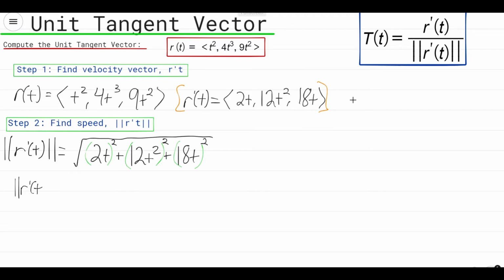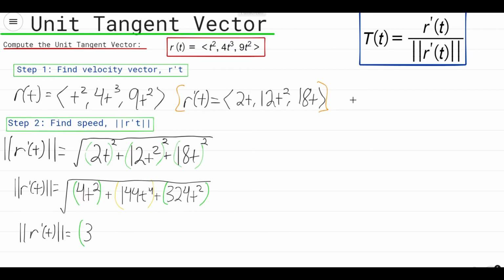So the first thing we need to do is distribute the square. In doing so, we get 4t squared plus 144t to the fourth, because t squared squared is t to the fourth power, and then 18t squared would be 324t squared when you plug in 18 squared in your calculator. From there, the next thing we're going to do is join the like terms. So I put the 4t squared and the 324t squared in green parentheses. Why? Because they're like terms. And I put the other one in yellow parentheses so that you can see that they're separate terms.